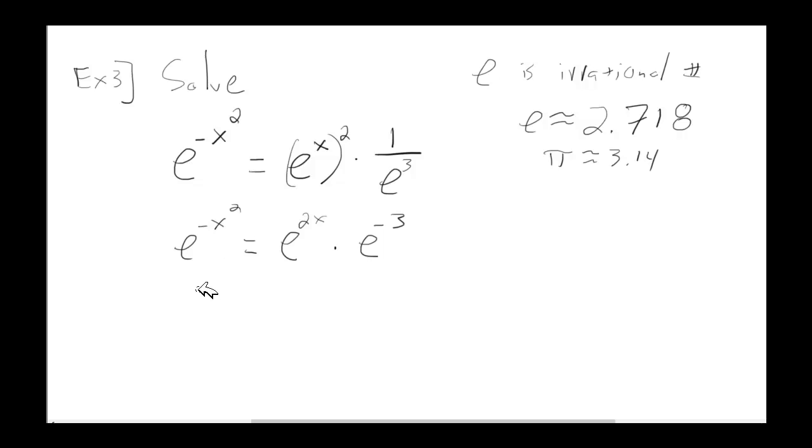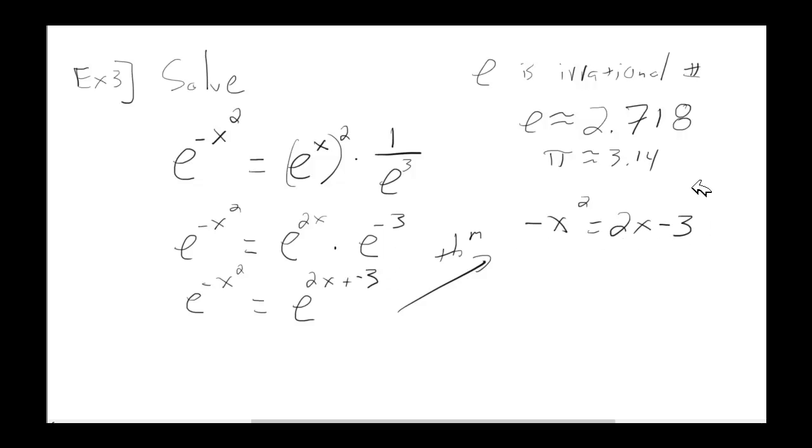Not quite ready to use that theorem because I have two terms over here, and I can clean up this side a little bit. So I have e to the minus x squared equals. Now you've got the same base and you're multiplying. When this happens, remember you add exponents. So I've got 2x plus a minus 3. Now I can use that theorem. So now I have minus x squared is equal to 2x minus 3.